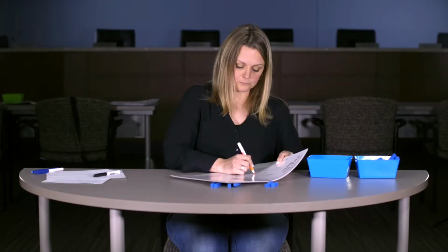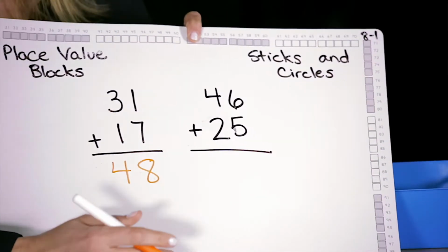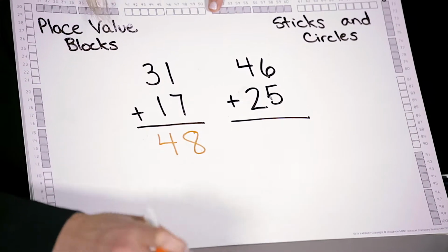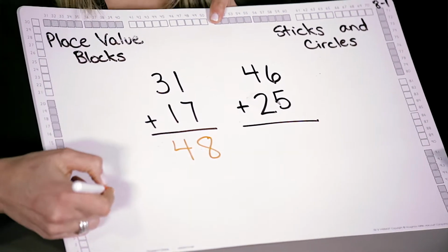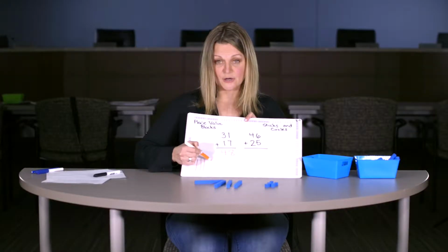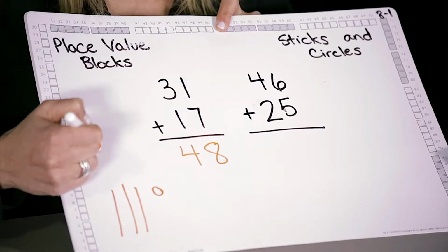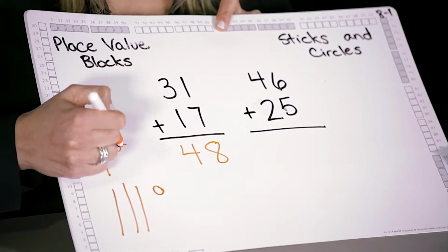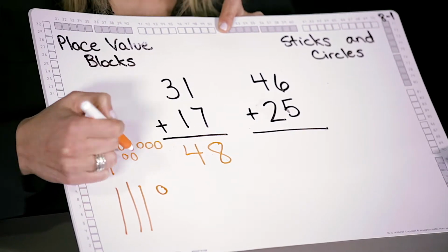Now, if you don't have place value blocks at home, the students know that they can use sticks and circles to draw. To represent the 10, they're going to make a stick. So if we showed 31, we could do our sticks and circles. We're going to do 10, 20, 30, and then a circle to represent our 1. Then we're going to draw 17, so we would have 10, 11, 12, 13, 14, 15, 16, 17.